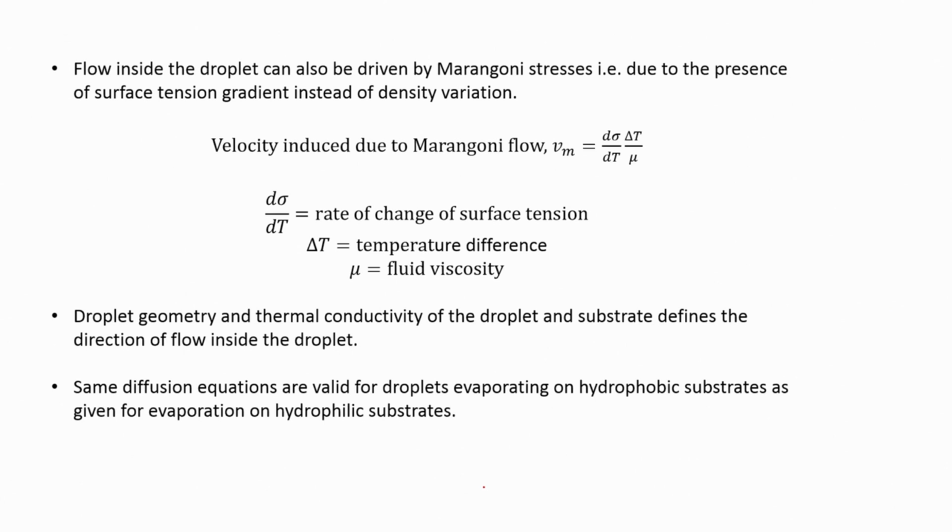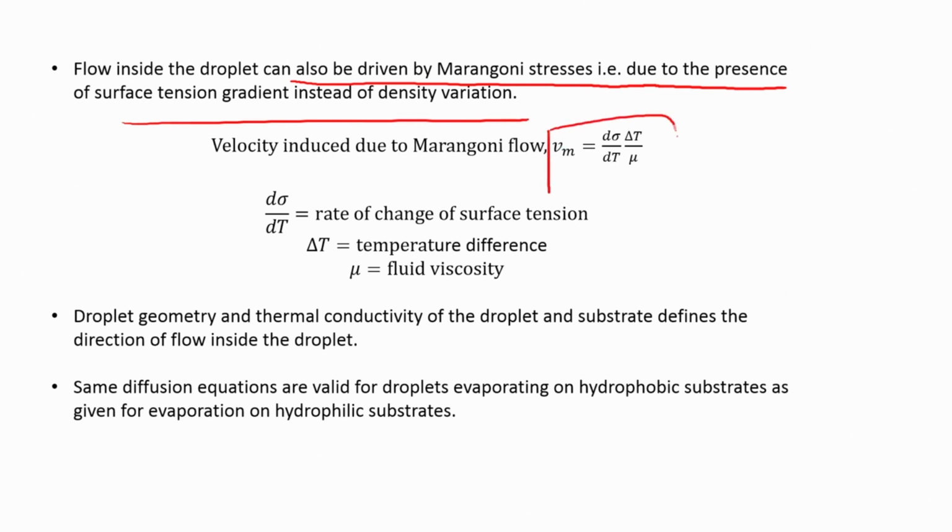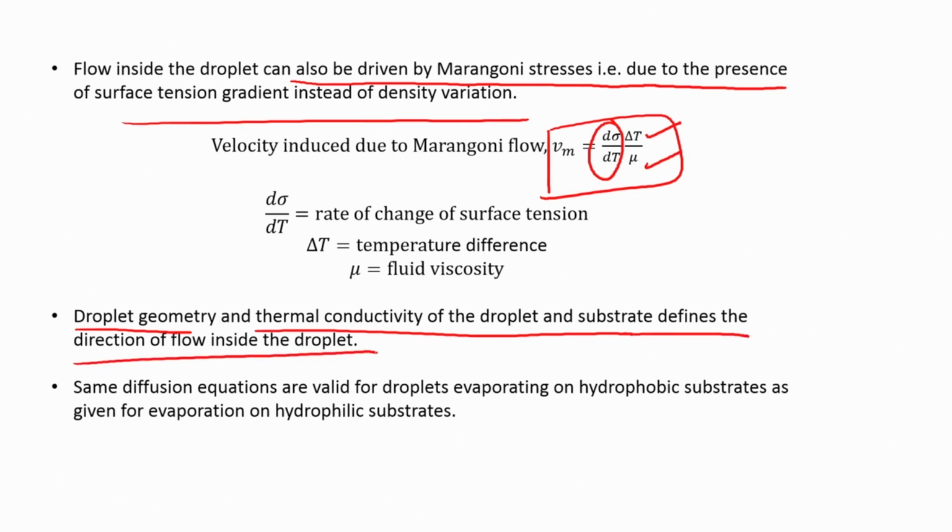Okay. Now, as I said, the flow inside the droplet can also be driven by Marangoni stress due to the presence of a surface tension gradient instead of density variation. That can also happen. For example, if you heat the droplet from underneath, things like that can happen. Okay. So, for Marangoni stress, the velocity that is introduced is given by the gradient of the surface tension with temperature, the total temperature difference, and the fluid viscosity. Okay. So, the droplet geometry and the thermal conductivity of the drop and the substrate define the direction of flow.